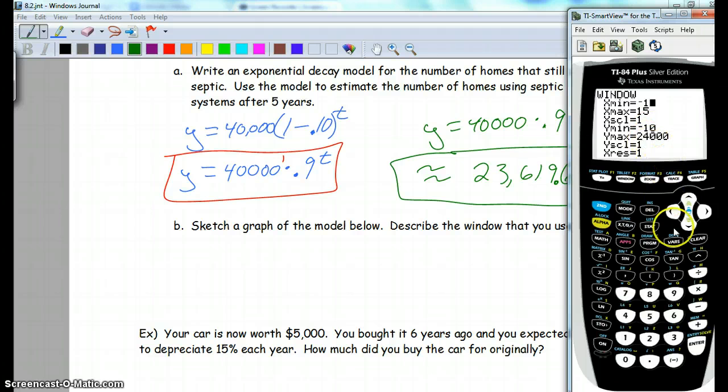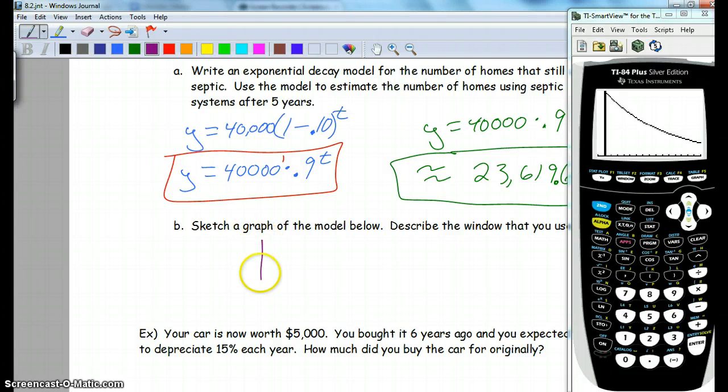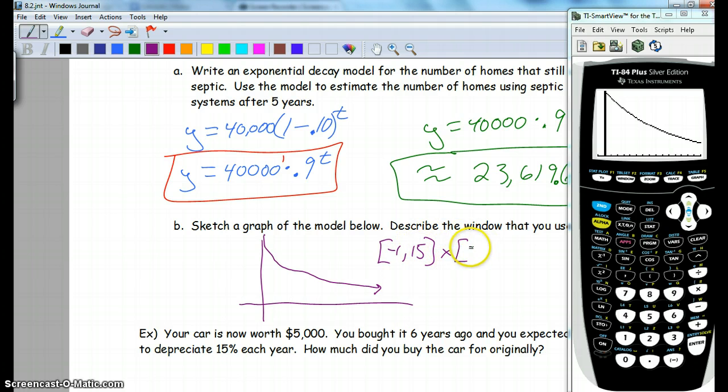But what is the most amount that this could possibly be? The most it could possibly be, of course, is right now there's 40,000 homes on septic, but they're getting away from septic tanks. So then press graph. And there's our graph. It goes down pretty quickly, and then it starts to level out a little bit. So it goes down like this. And again, our window's -1 to 15 by -10 to 40,000.